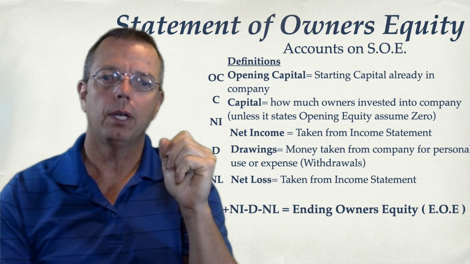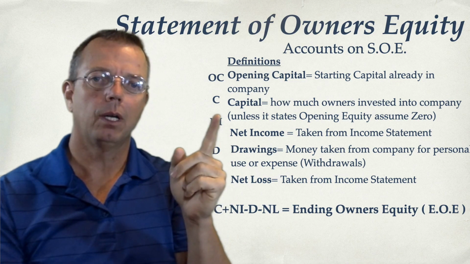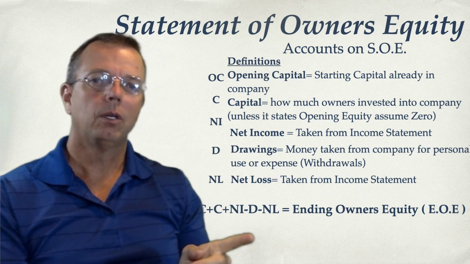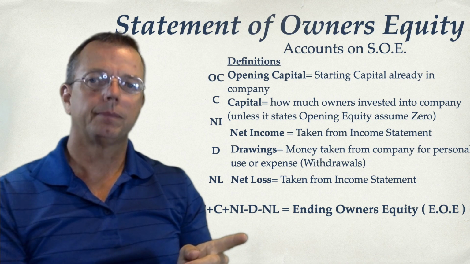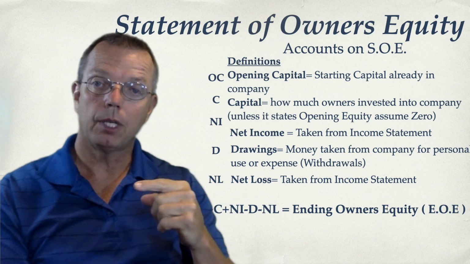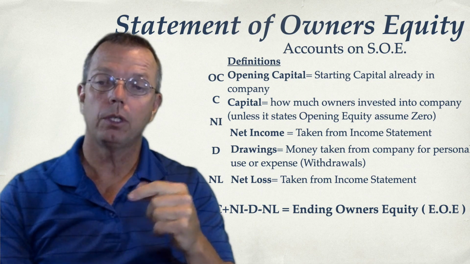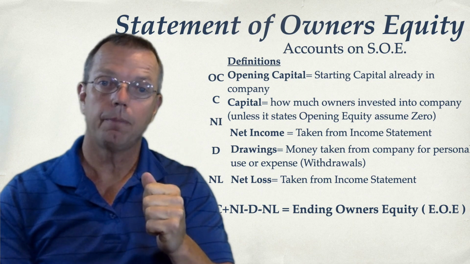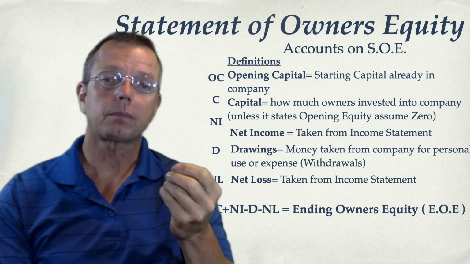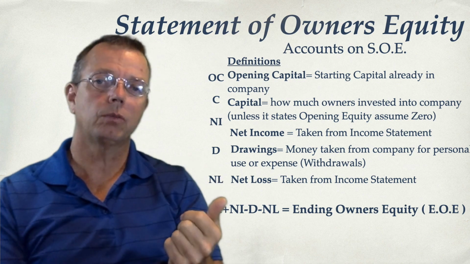The next one, we're going to skip around from net income and net loss. Where do we get those from? Right, we mentioned they come from the income statement. That's why it's important that we mentioned before that you do the income statement first, all right? So that's taken from there. But let's move to the next one.